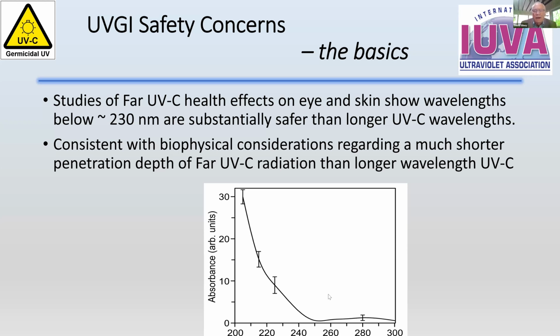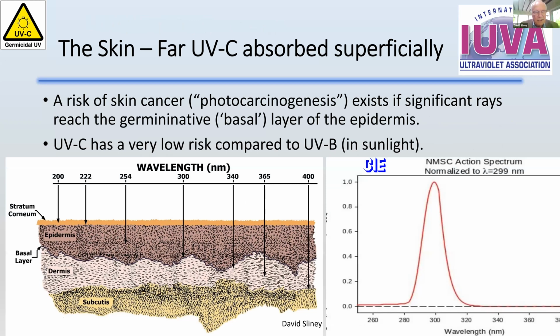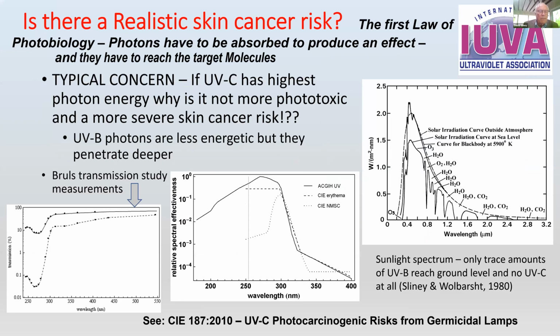Just to emphasize this, the 200 nanometer wavelength is completely absorbed by the stratum corneum, which is the outermost layer, a thin layer of skin that's actually dead tissue. And 222 barely penetrates it. And 254 nanometers from the mercury lamp gets well into the epidermis, but only a very, very small fraction can actually reach the basal layer of the epidermis.